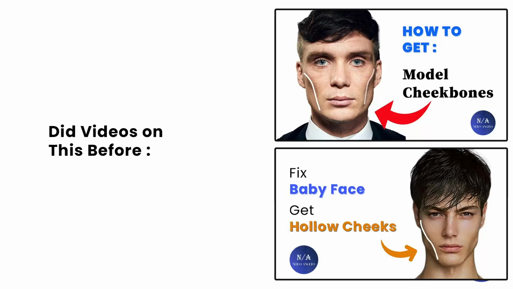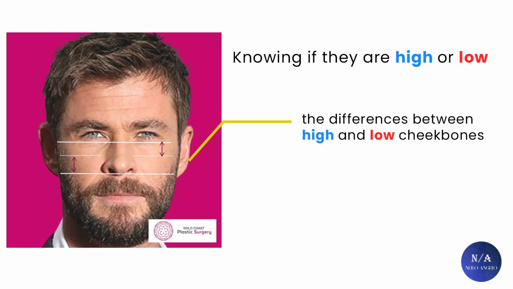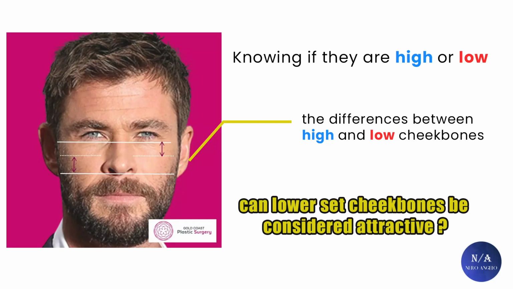I talked in the past about how to get hollow cheekbones and what makes the male cheekbones attractive, and how to get rid of a baby face, etc. But I don't think I have ever talked about how to measure cheekbone height, knowing their location if they are high or low, and the differences between high and low cheekbones. Also, can lower set cheekbones be considered attractive? All of these questions we will be diving into and trying to answer because it's not always so black and white and cut and dry. Things can be quite complicated.